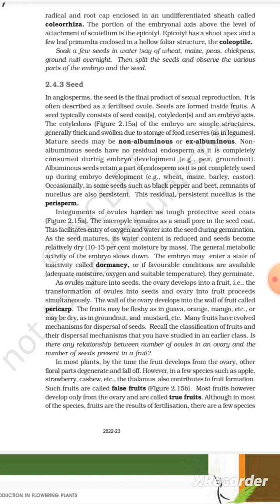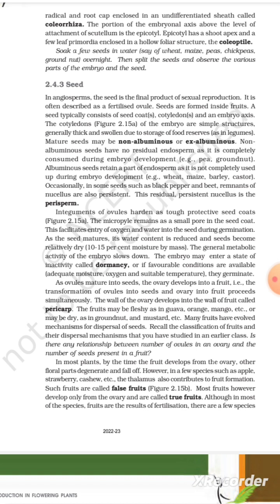The wall of the ovary develops into the wall of the fruit called pericarp. The fruit may be fleshy as in guava, orange, mango, etc., or may be dry as in groundnut and mustard, etc. Many fruits have evolved mechanisms for dispersal of seed. Recall the classification of fruits and their dispersal mechanisms that you have studied in an earlier class. Is there any relation between the number of ovules in an ovary and the number of seeds present in a fruit?